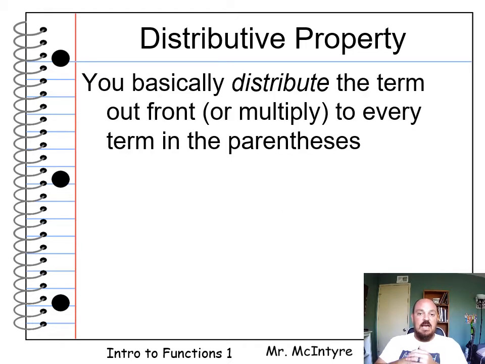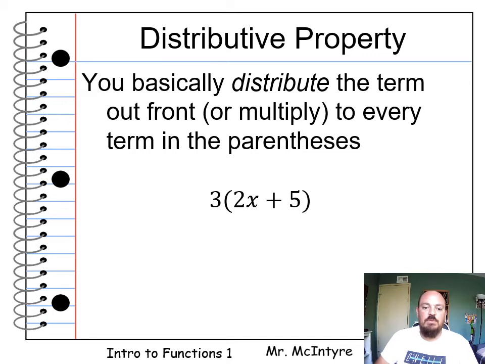Now, once you realize that, this is where the distribute part comes in, of the distributive property. If I'm going to multiply 3 times 2x plus 5, I'm going to take the 3 and I'm going to distribute it to each of those two things. And when I distribute it, each one will become a multiplying problem.